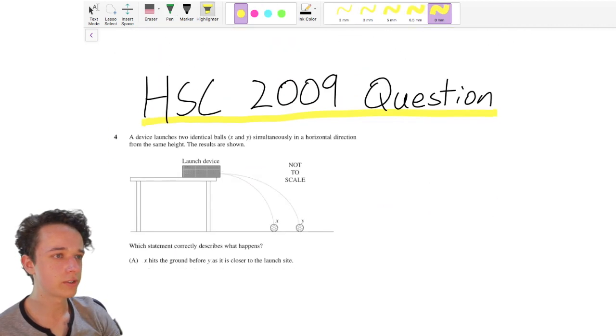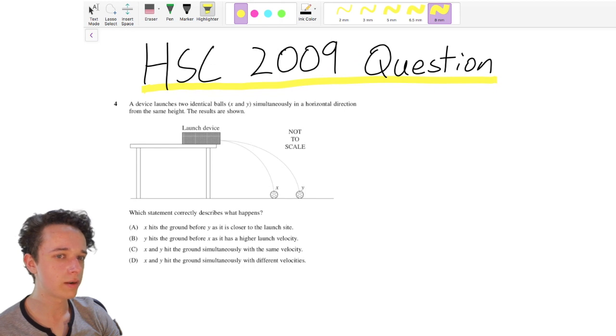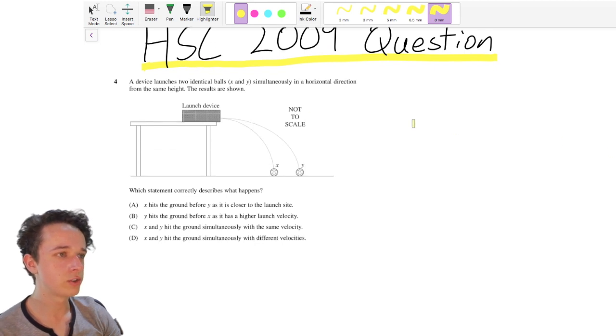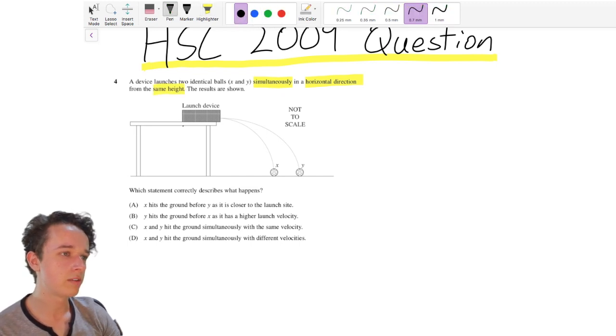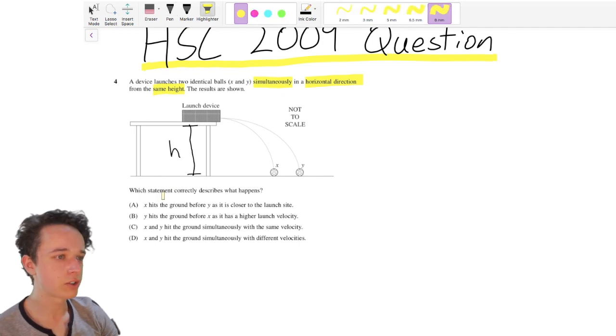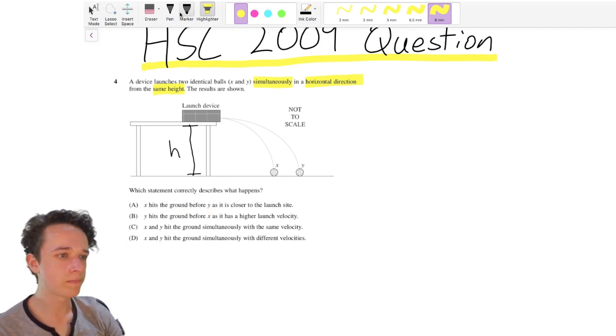So the next question is from HSC 2009. A device launches two identical balls simultaneously in a horizontal direction from the same height. Right, so they've been launched at the same time and they've been launched from the same height. Which statement correctly describes what happens? X hits the ground before Y as it is closer to the launch site.